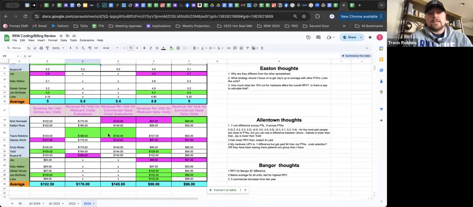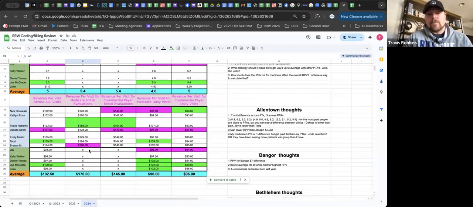Then I break this down into revenue per visit. Now you would think that automatically the highest units per visit is going to give you the highest revenue per visit, but oftentimes that's not the case. So Jeremy, if someone had a higher units per visit than another clinician but had the same revenue per visit, what would you think about that person who is apparently coding more but getting paid the same as someone who's coding less?